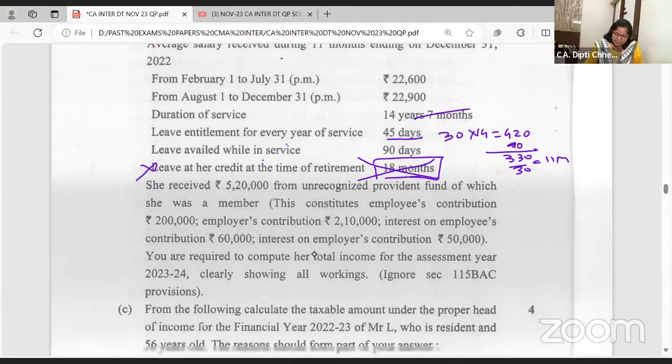Let us move ahead. She received 520 from unrecognized provident fund. Unrecognized provident fund, which exam does not have PF? Salary chapter is equal to PF. So whenever unrecognized provident fund is received, how is it taxable?